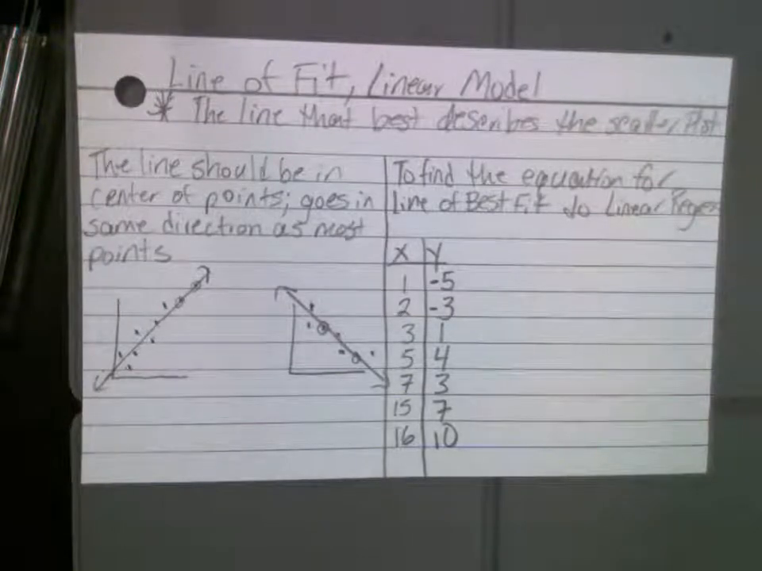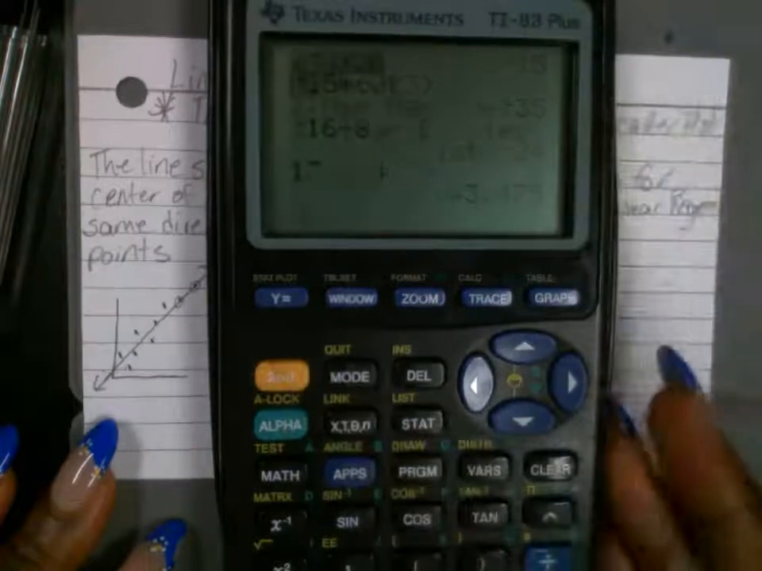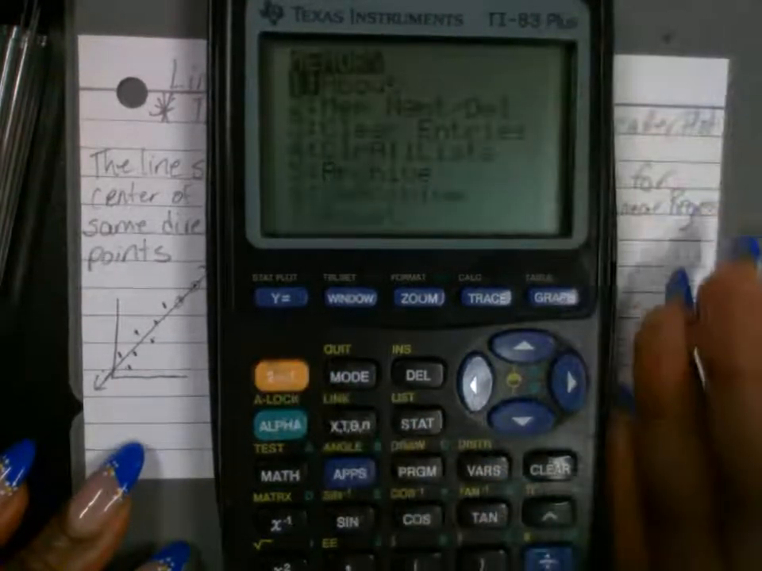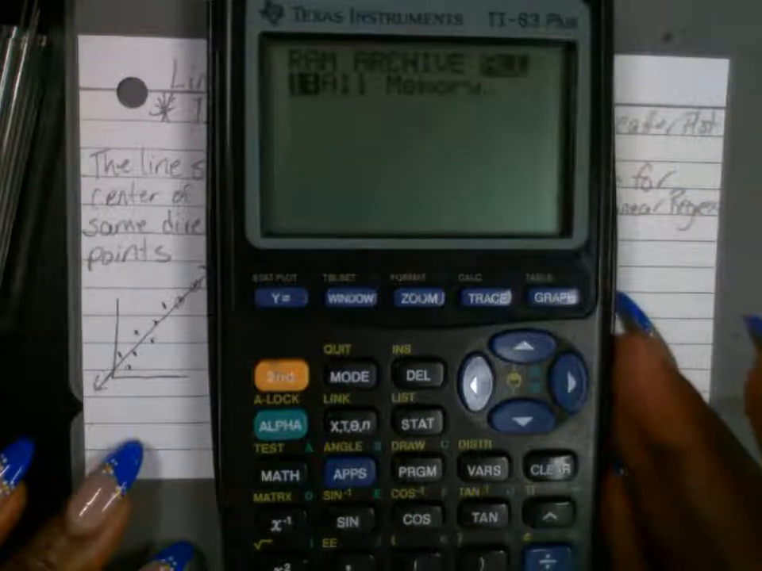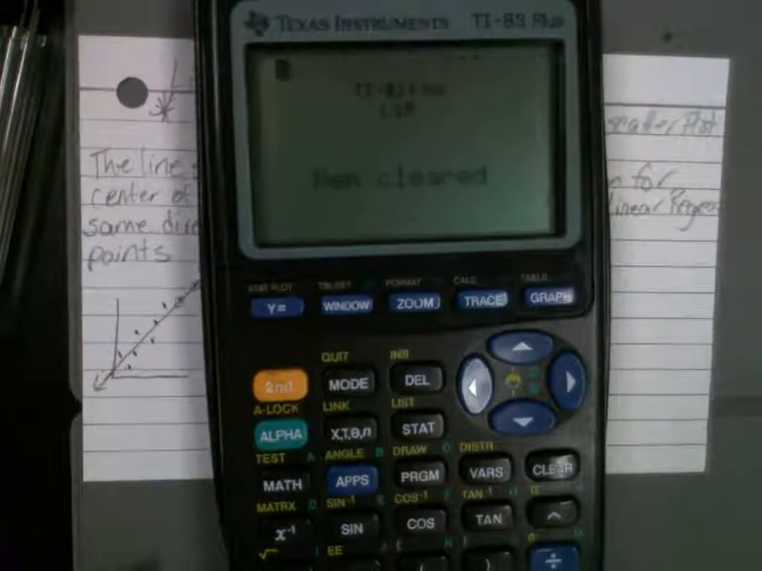Let's clear our calculator. 2nd plus 7, 1, 2. If you're trying to reset your calculator, it's 2nd plus 7, all 1, 2. Please make sure you clear your calculator. We all need to do this together because you'll see this again, okay?